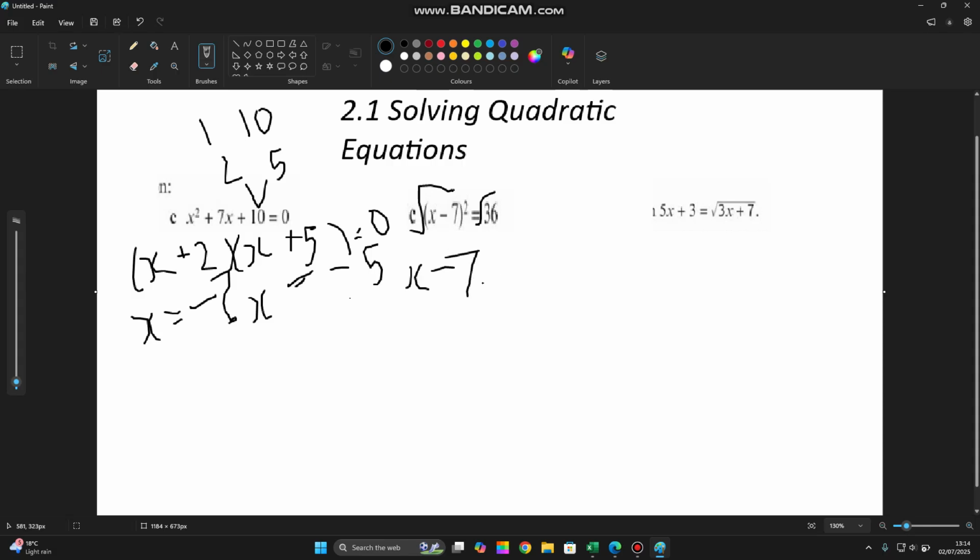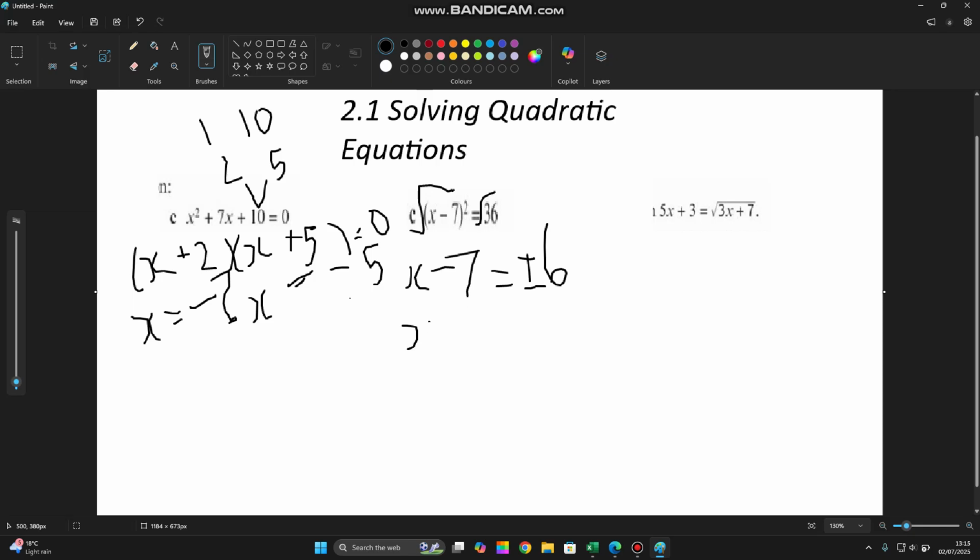minus 7 is equal to plus or minus 6. Now be careful here. The square root of 36 can be either plus or minus 6, because minus 6 times minus 6 is 36, right? Because a minus multiplied by a minus always gives a positive. And also it could be a plus as well, because 6 times 6 is 36. So the way we can write it is plus or minus 6.